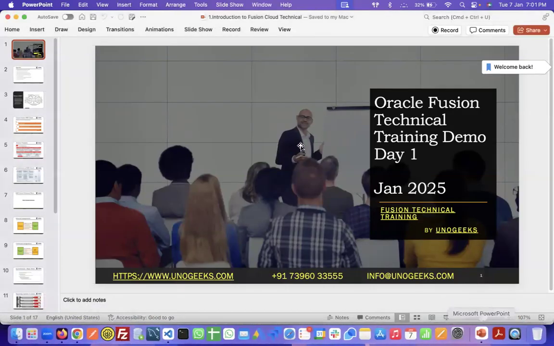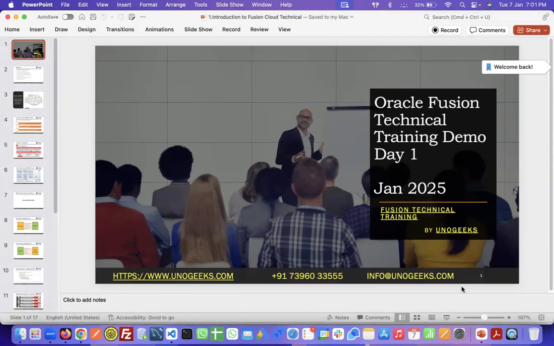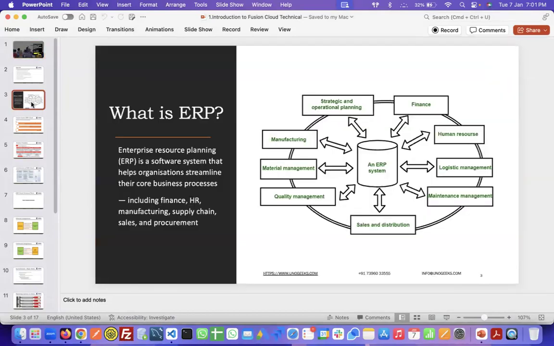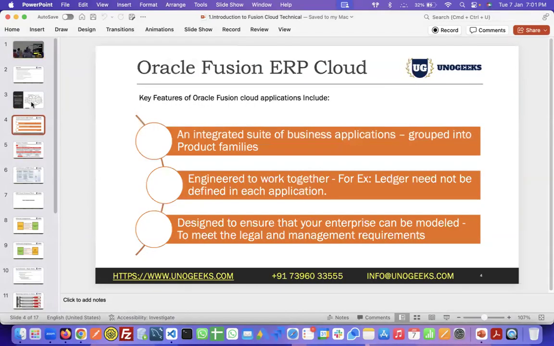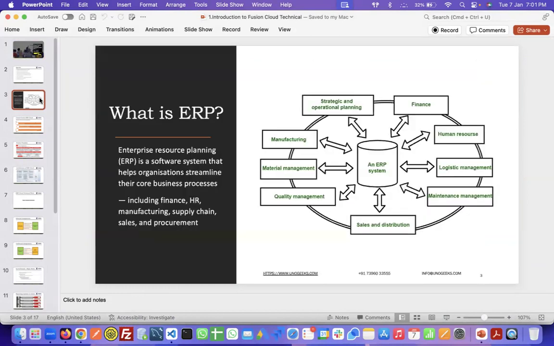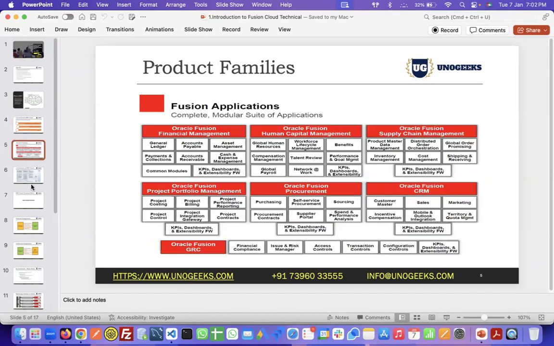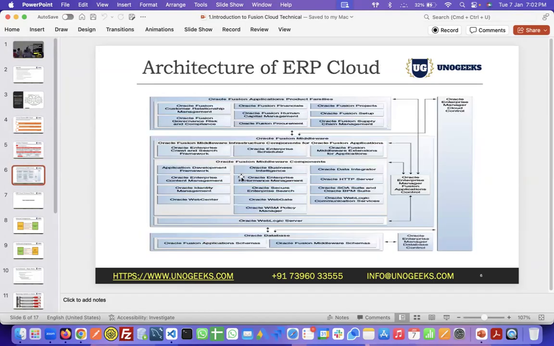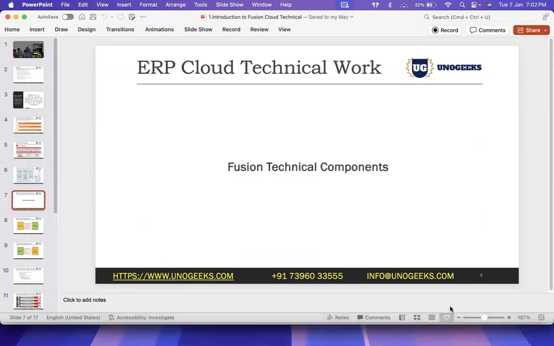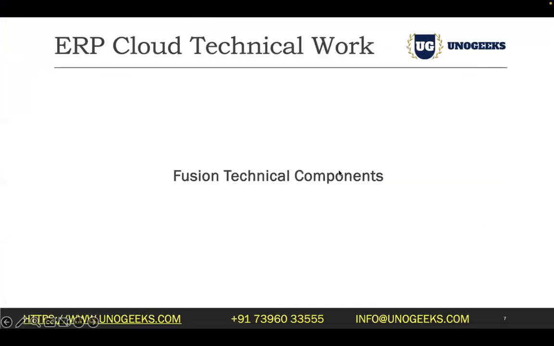Let's pick it up from where we left off in our previous session, guys. We spoke about what exactly an ERP system is, and we talked about what exactly Oracle Fusion ERP Cloud is all about. We discussed the architecture in quite some detail, and we also focused on two major components that you will be working on as a Fusion technical consultant.